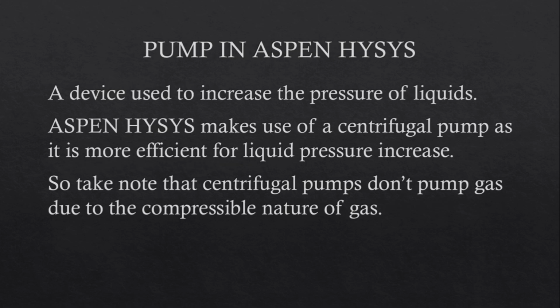Now, a pump is slightly different in ASPEN HYSYS due to its efficiency. A normal pump in a real-life operation is a device used to increase energy, majorly through pressure, in both gases and liquids. But for ASPEN HYSYS, there is an exception to that: a device used to increase the pressure of liquids, specifically liquids. ASPEN HYSYS makes use of the centrifugal pump as it is more efficient for liquid pressure increase. So take note that centrifugal pumps don't pump gas due to the compressible nature of gas.